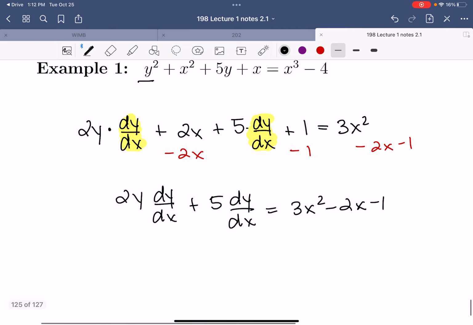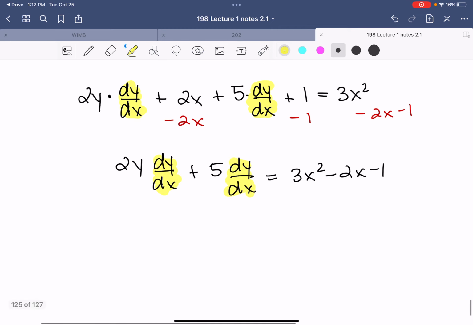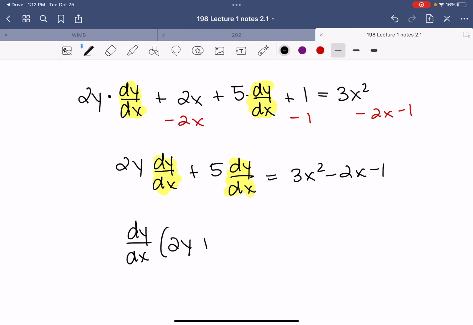Now I've got only the terms with dy dx on the left. So here's one and here's one. I'm going to factor that out because they both have a dy dx in common. So we take the dy dx out front, and we're left with 2y plus 5.